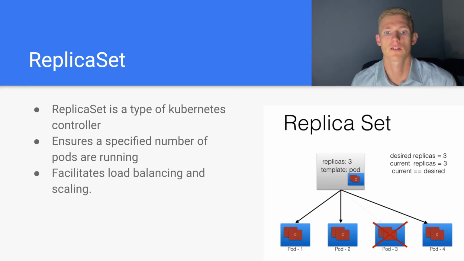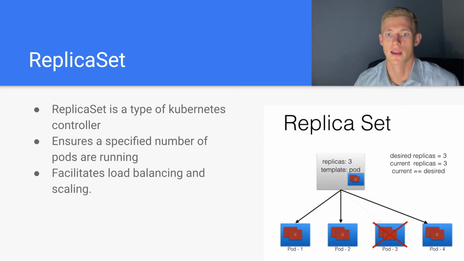It facilitates load balancing and scaling. So if you're running multiple pods for a single application, the traffic for that application will be spread out amongst those pods. This is how it facilitates load balancing. We also have to work in conjunction with other Kubernetes objects like services in order to facilitate that load balancing, but those two components in conjunction will allow traffic to be balanced across multiple containers.